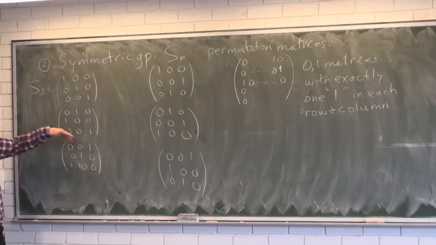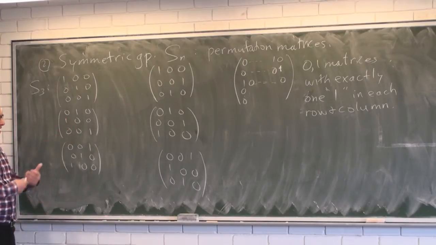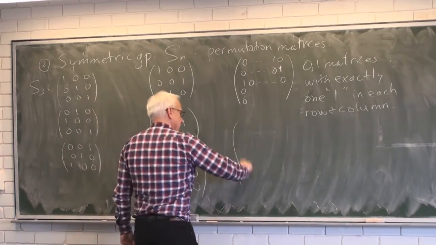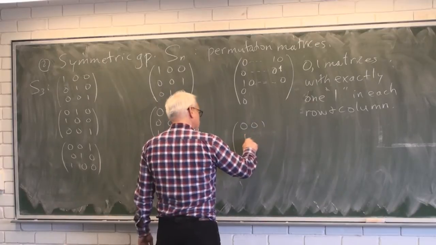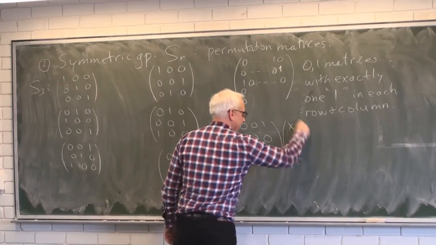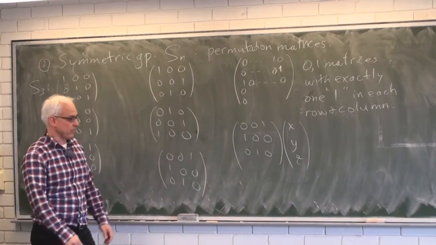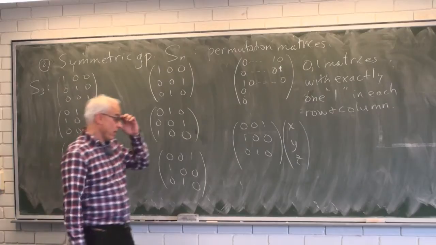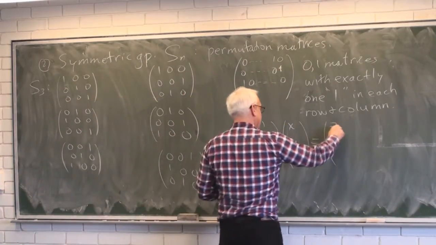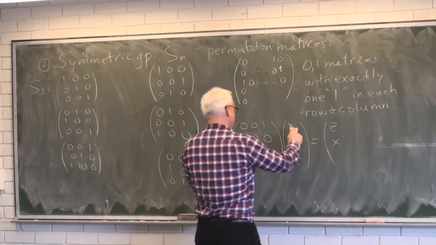Now, it's a little bit onerous to write these 3 by 3 matrices all the time, so we want more efficient ways of encoding permutations, and there's a number of ways of doing that. So let's choose one of them. Let's say this one here. If we look at this matrix, one way of thinking about what it's doing is to act on a vector x, y, z. Then x, y, z is sent, doing the multiplication, to z, x, y.